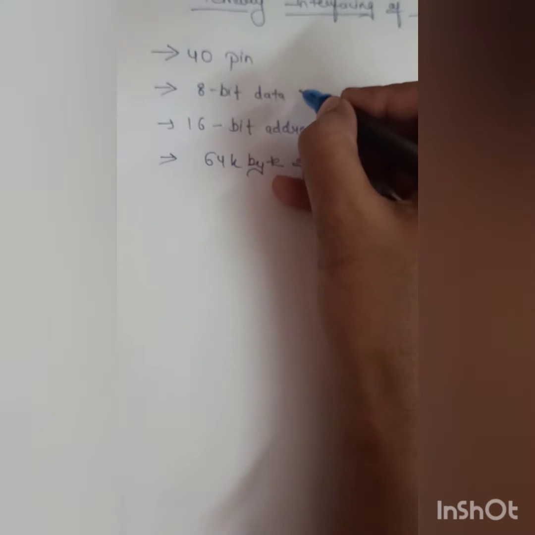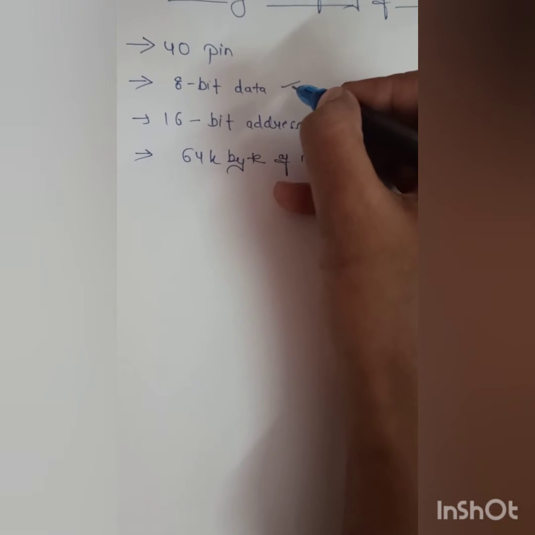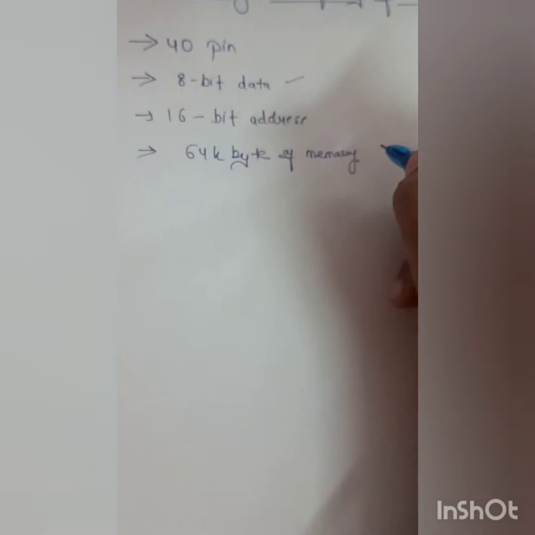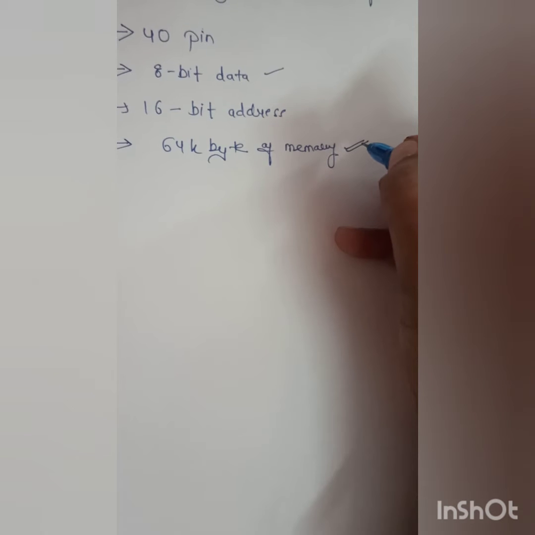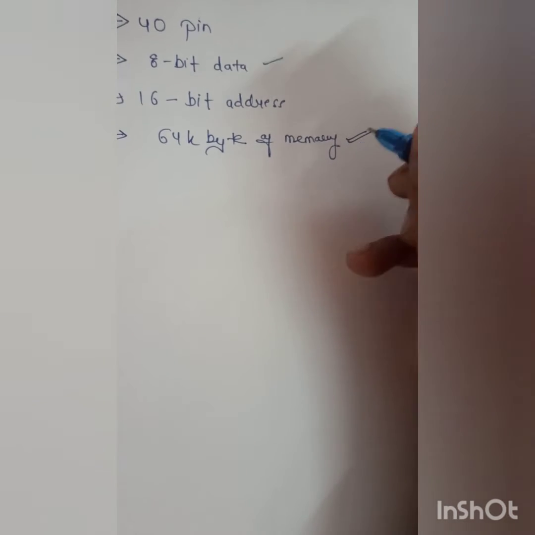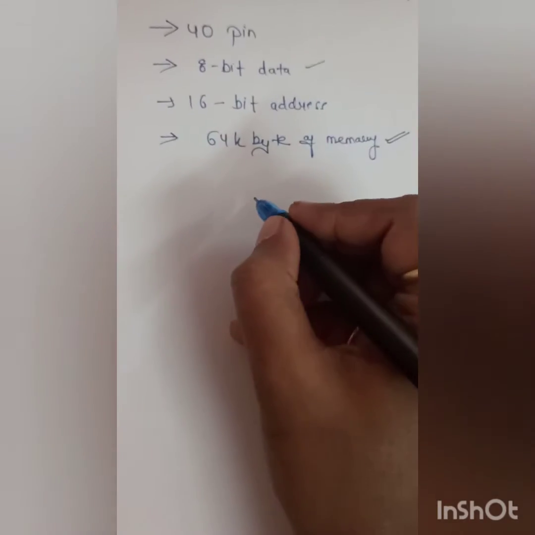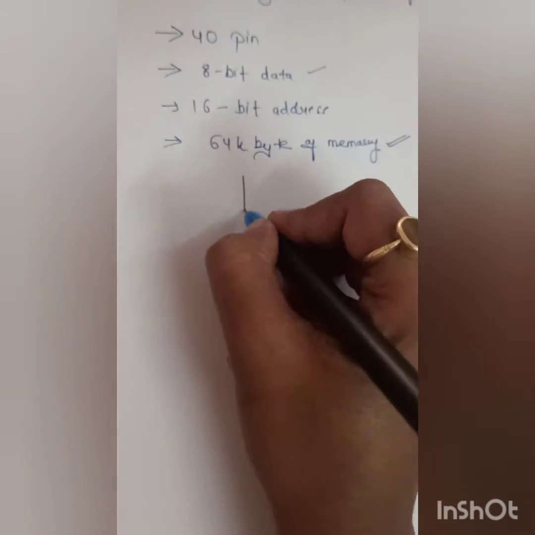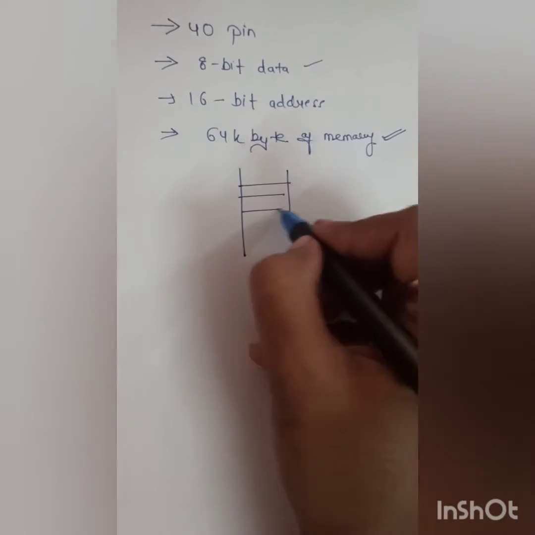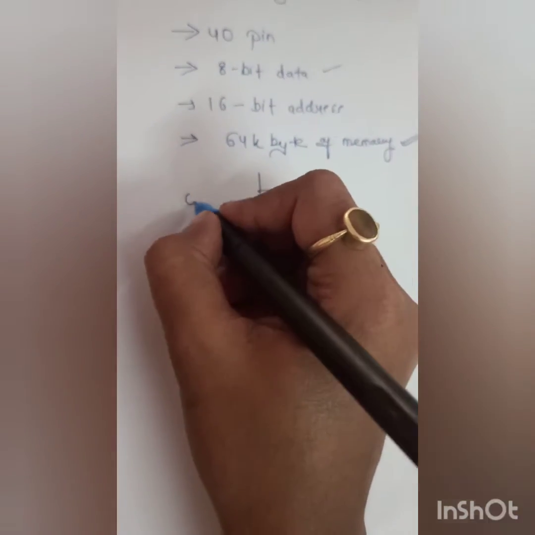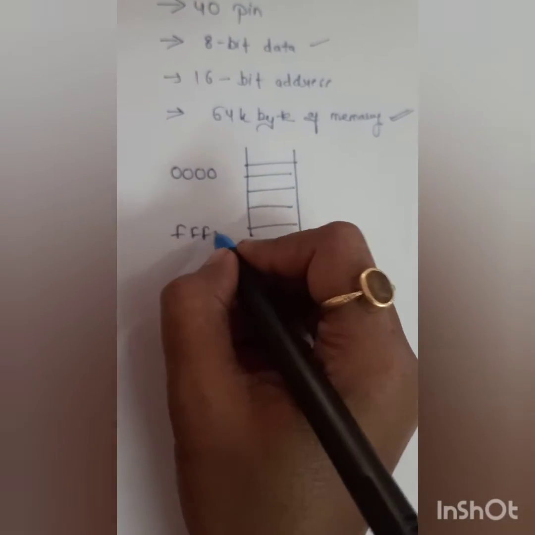What do we mean by 8-bit data? It can process 8 bits of data at a time. As we know that it has 64 kilobytes of memory, we must know how this particular memory works for memory interfacing. If we call it memory, it must be from 0000 to FFFF.